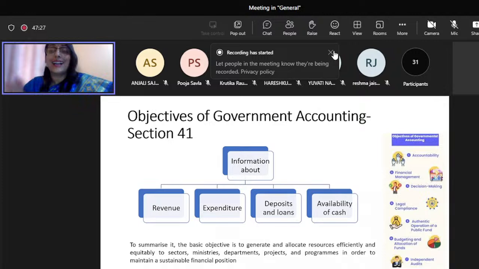So every year the budget is prepared, to allocate resources efficiently and equitably to all the sectors, ministries, departments, projects, and programs, in order to maintain a sustainable financial position. In order to maintain a sustainable financial position, the government needs to act very wisely and make decisions very wisely.